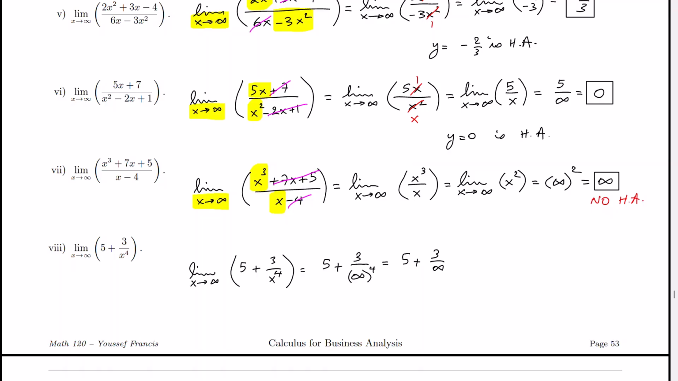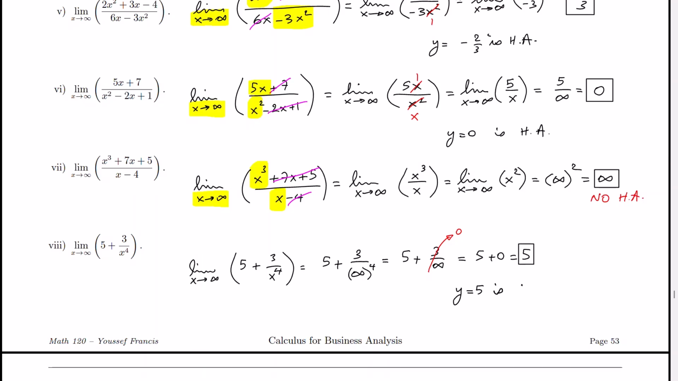Now, 3 over infinity, this is a small number divided by a really, really big number. The answer there is going to be 0, but there's a 5 being added to the whole thing. So this is just 5 plus 0, which is equal to 5 eventually. So again, I'm seeing that the answer is not infinity or negative infinity. So that means, yes, I do have a horizontal asymptote. And we will say that y equals 5 is a horizontal asymptote for the function 5 plus 3 divided by x to the power of 4.